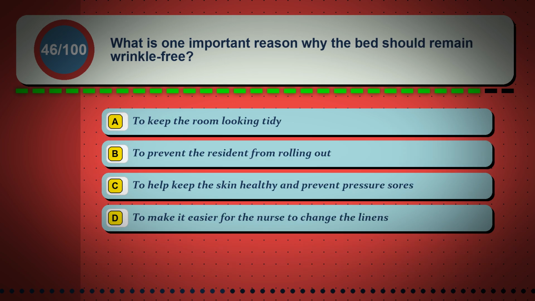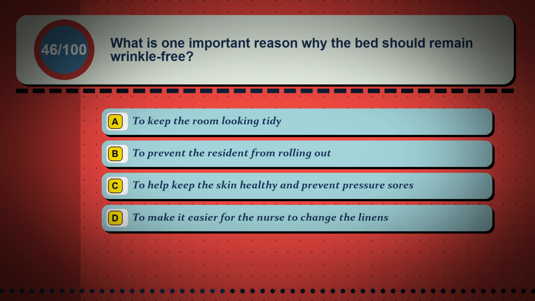Question 46. What is one important reason why the bed should remain wrinkle-free? Option A. To keep the room looking tidy. Option B. To prevent the resident from rolling out. Option C. To help keep the skin healthy and prevent pressure sores. Option D. To make it easier for the nurse to change the linens.